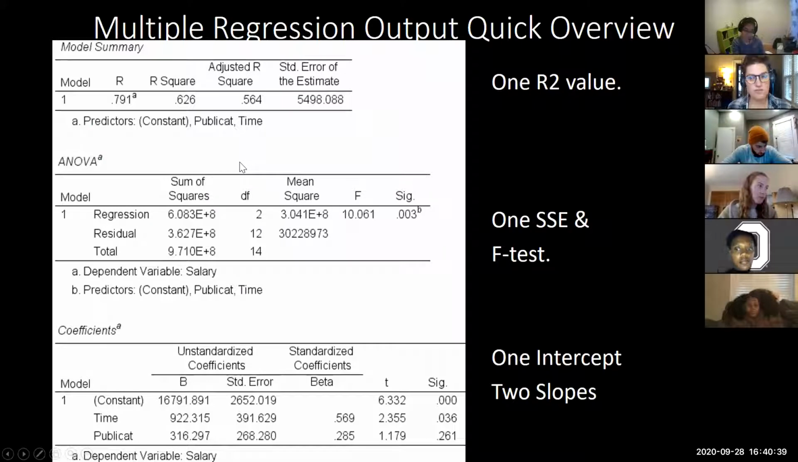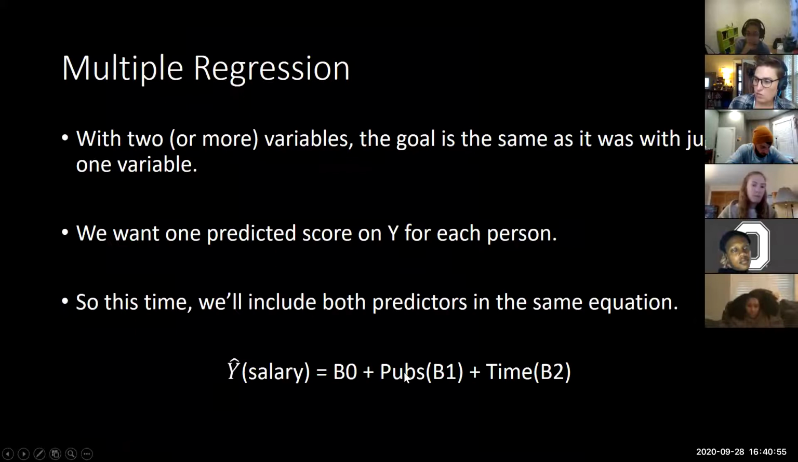I'm going to go through these one by one. You're going to get one R squared value, even though you have two predictors. You get one F value, even though you have two predictors. And then you get one intercept, but two slopes. Because look, one intercept and two slopes.